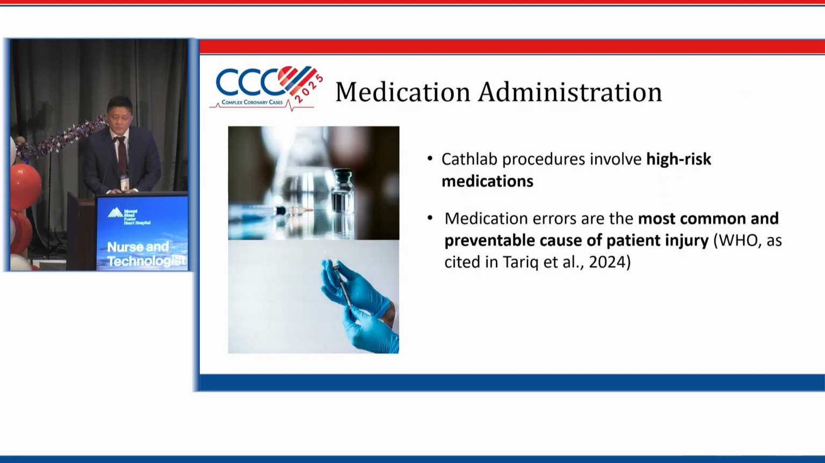A third key area would be medication administration. Cath lab nurses handle high-risk medications. We deal with anticoagulants, blood thinners, cardiac drips, sedatives, and emergency drugs. This alone highlights the need for us cath lab nurses to have strong pharmacological knowledge because according to the WHO, medication errors are the most common and most preventable cause of patient injury. In the cath lab, we should always know what medications we're giving, why we're giving them, and how these medications can affect our patients. It's not just about pushing or giving drugs, but it's about protecting our patients through safe and informed care.